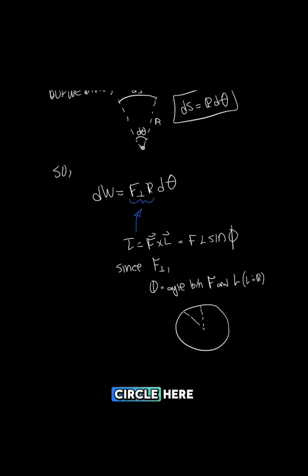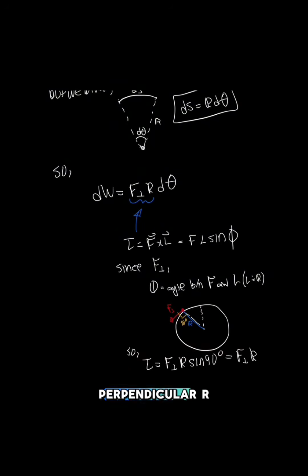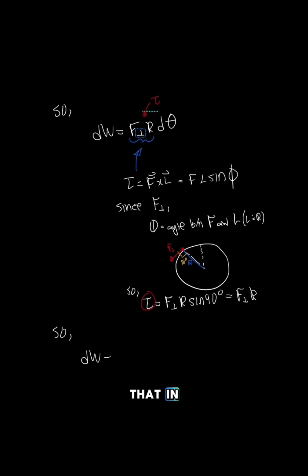And so if we draw our circle here, the angle between r and the force perpendicular is 90 degrees. Sine 90 is equal to 1, and so the torque is equal to F perpendicular times r. So we can note that this term here is just equal to the torque, so we can plug that in, and if we do that, we get this expression.